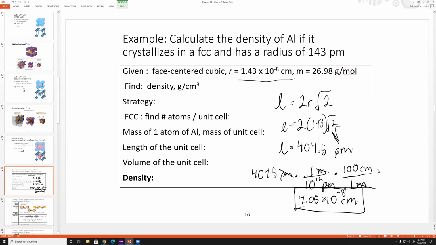Okay, does that make sense? Good job, Adi. Okay, so that's the first step. We have the length in centimeters. Now we need the volume of the cube. So what do we do with this, the length of one side? We can cube it. So we take that answer and we cube it.